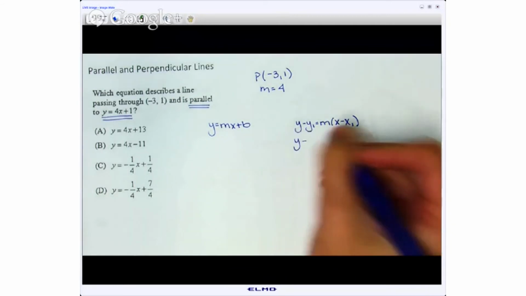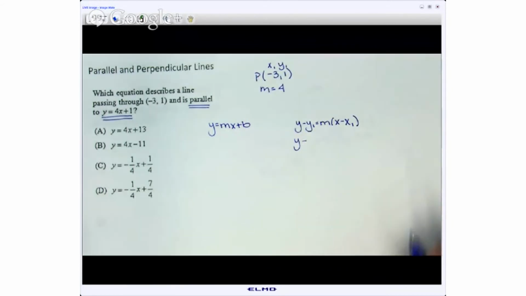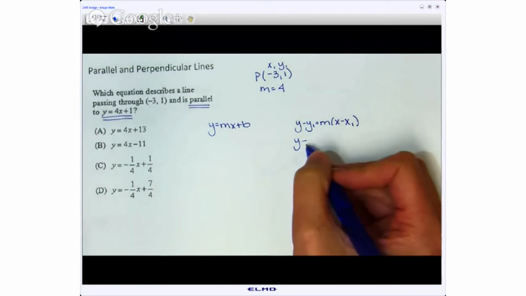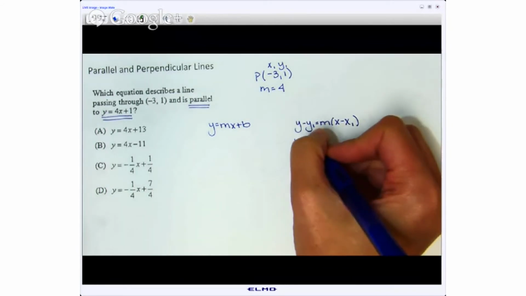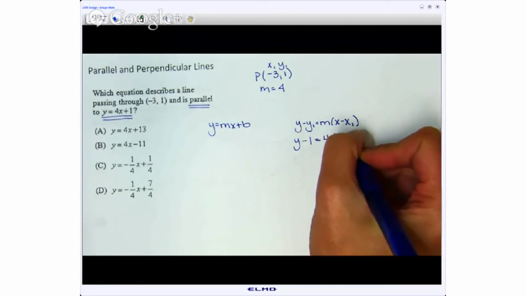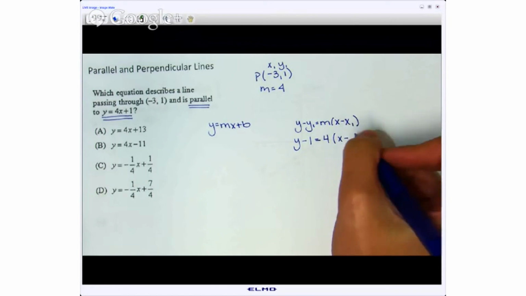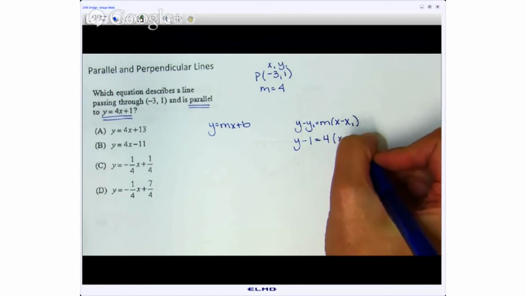y minus. Now, before I make my substitutions, I always recommend to kids to label their points. That way you don't make your substitutions incorrectly. y minus y1, y1 is 1, equals m, we're substituting in 4, times (x minus x1). Now x1 is -3. So you have minus a negative, which is going to turn that positive.